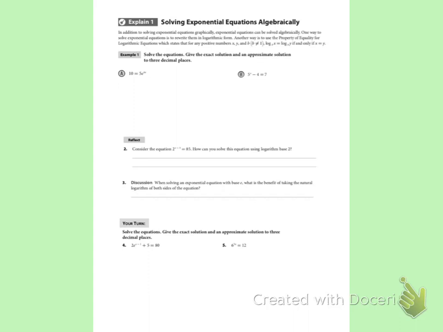In addition to solving exponential equations graphically, exponential equations can be solved algebraically. One way to solve exponential equations is to rewrite them in logarithmic form. Another way is to use the property of equality for logarithmic equations, which states that for any positive numbers x, y, and b, the log base b of x is equal to the log base b of y if and only if x is equal to y.